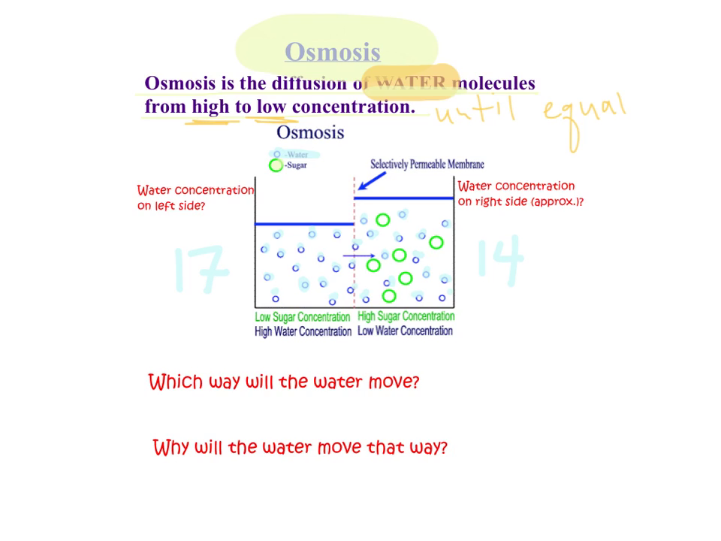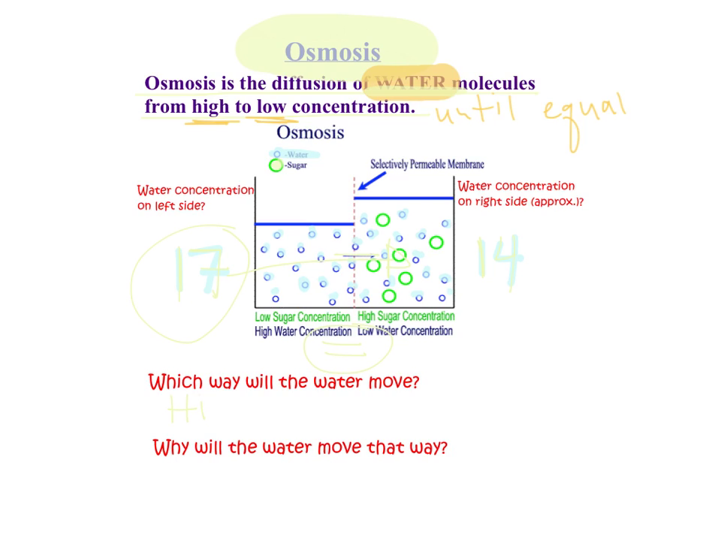You might have gotten a slightly different number than me because these ones that are right in the middle are a little hard to count, or you might have counted them twice. So we know that we actually have 17 molecules of water on this side and 14 on this side. Using our definition of osmosis, we know that they're going to move from the side that there are more of them to the side that there are less of them until they are equal. So, which way will the water move?